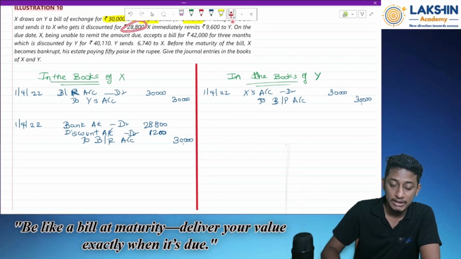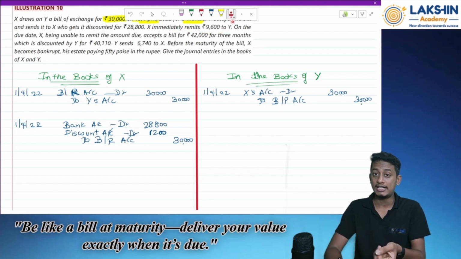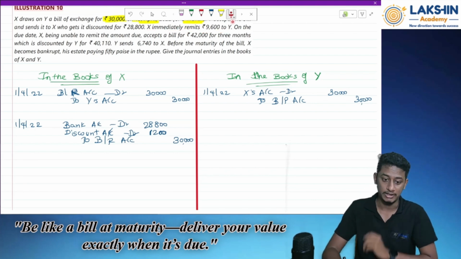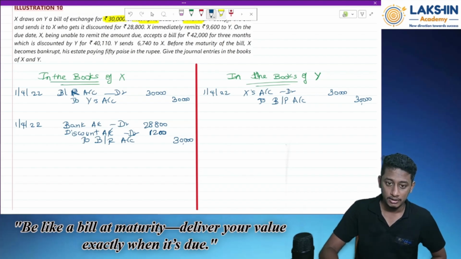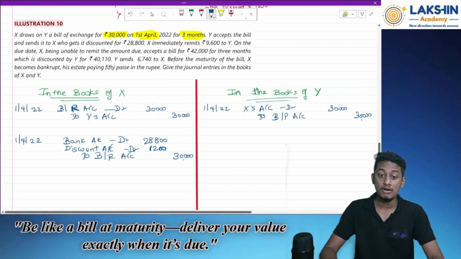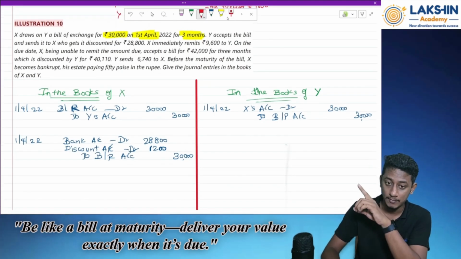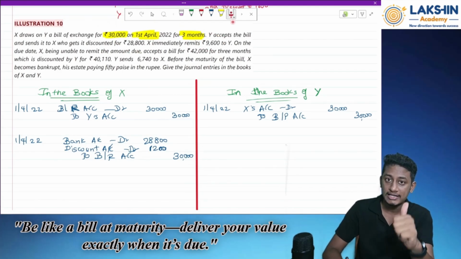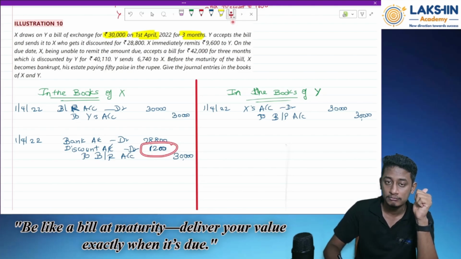Fine. Then going further, what happens? Once the bill was discounted, X immediately remits 9,600 to Y. So X has immediately remitted 9,600 to Mr. Y. But wait a minute. Now we have to check how much of the discount is being shared. This is the proper amount given to him out of 28,800. But why should only Mr. X bear all the discount burden?